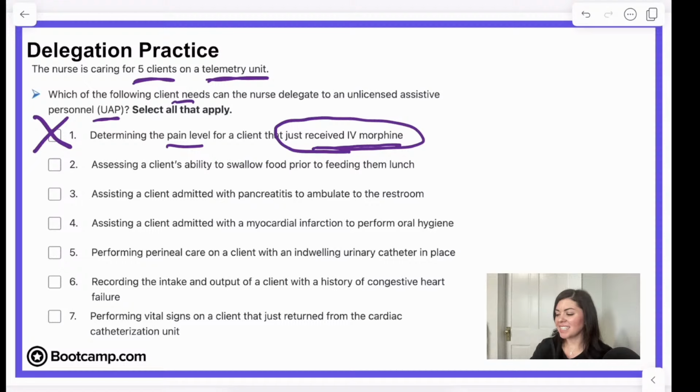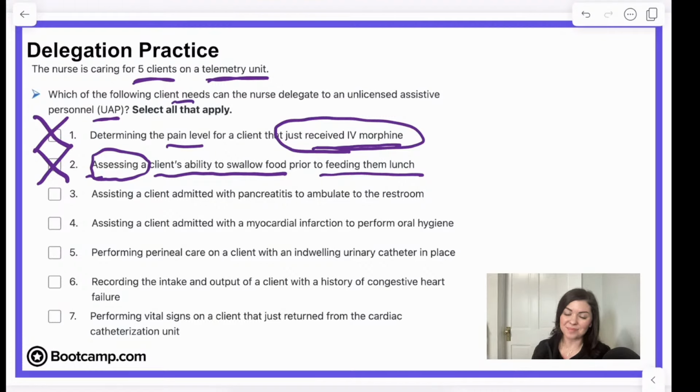Option 2, assessing a client's ability to swallow food prior to feeding them lunch. So this one's probably the simplest one, because we can see right away the word assessing, and we know that is a step of the nursing process. And also, this is a very high-risk task. If that client can't swallow food and we feed them, what's going to happen? They're going to aspirate or choke, and they can develop some life-threatening airway and respiratory complications. So certainly, I agree with you guys. We do not want to delegate that.